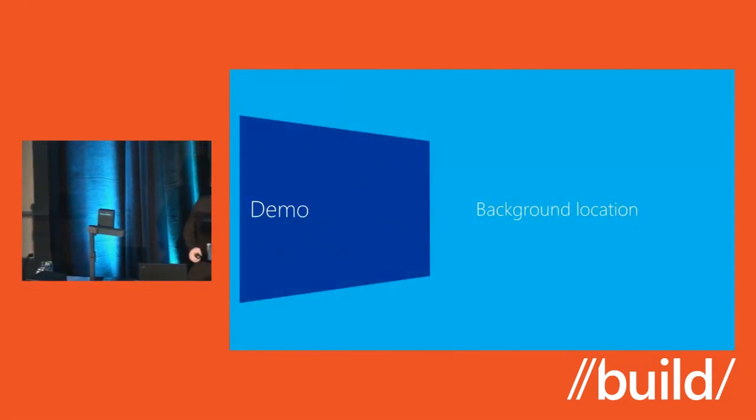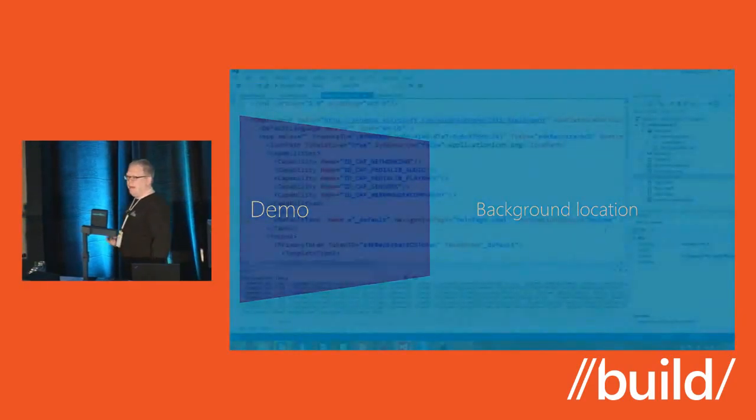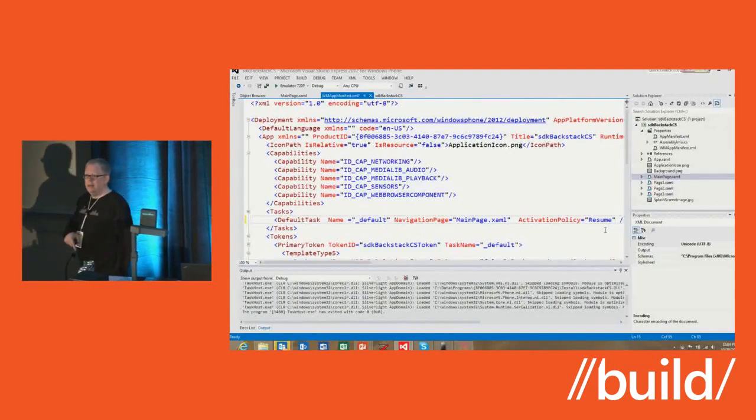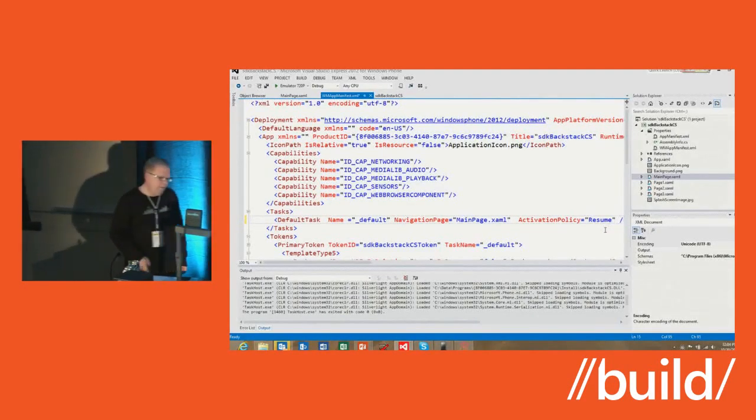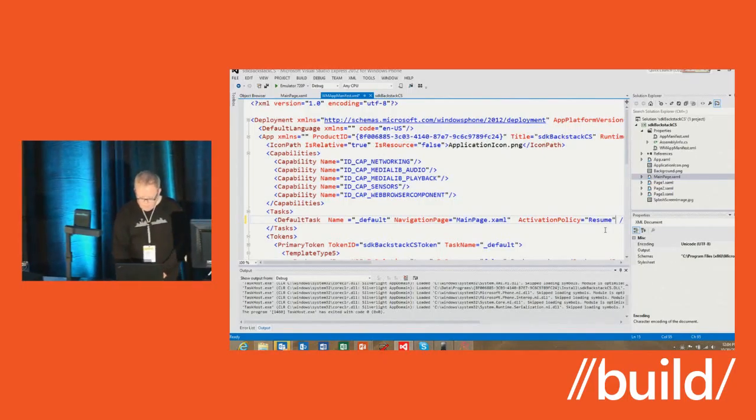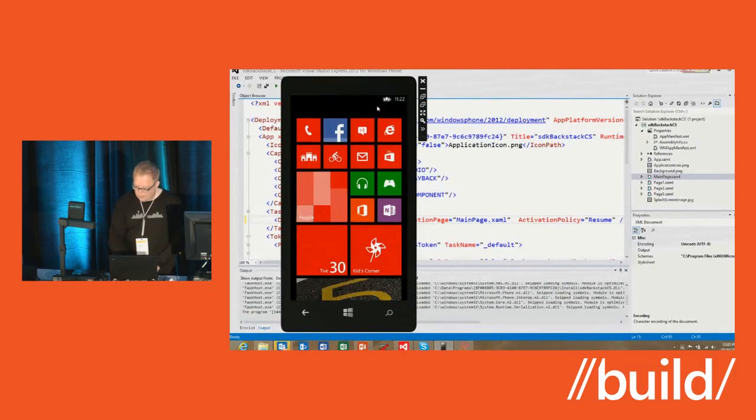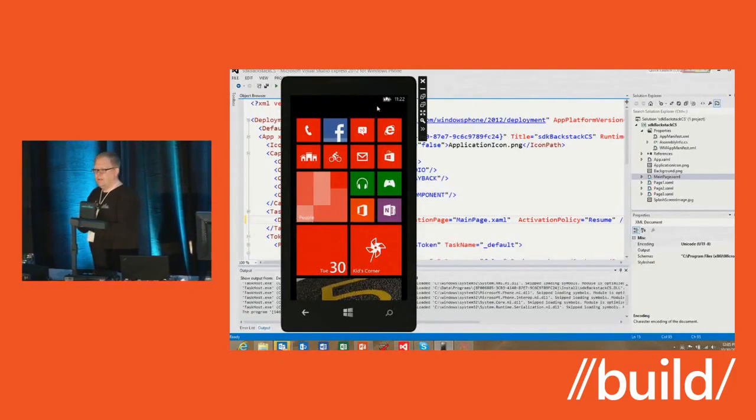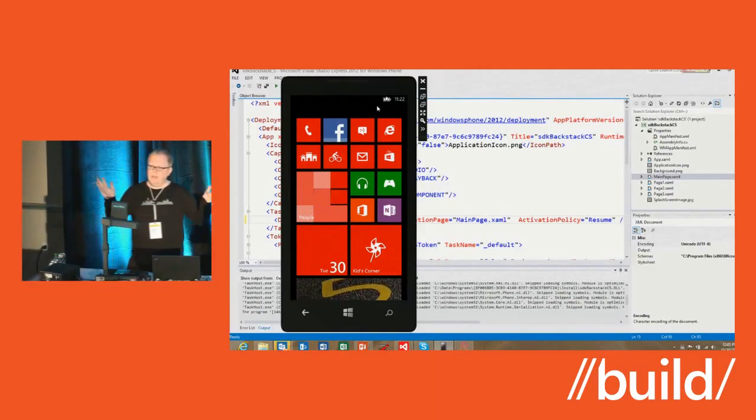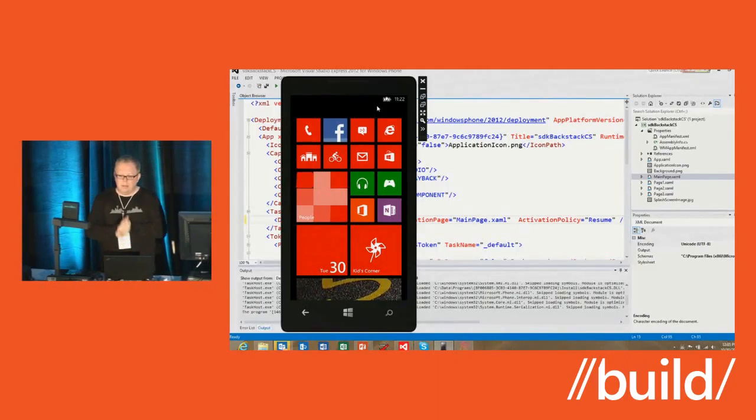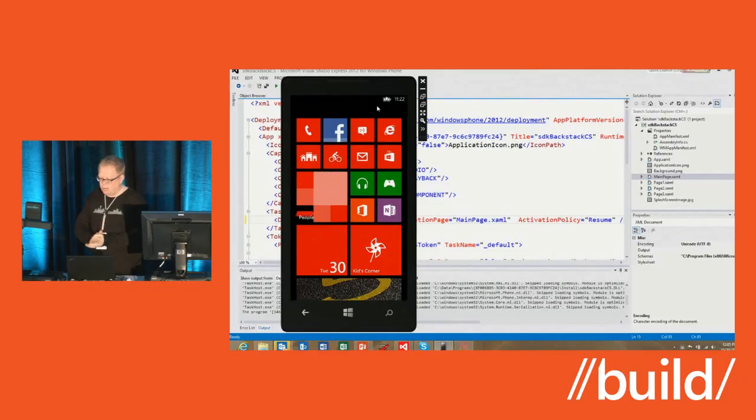Now, I really struggled. How am I going to demo background location when I'm stood here going nowhere? So, with the wonders of our new emulator. We have a new emulator in Windows Phone 8, which runs Hyper-V. It's great, but it does mean you need a SLAT-enabled PC, which is a great excuse for your boss to buy you a new Windows 8 PC.